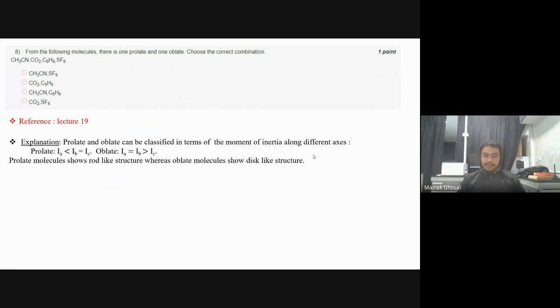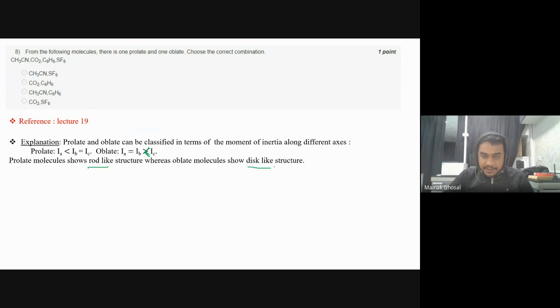So this was already said. Prolate and oblate can be classified in terms of the moment of inertia along different axes. For prolate, IA less than IB equals IC, and for oblate, IA equals IB greater than IC. Sorry, I made a mistake again. Too many mistakes today. I will correct it in the slide. So IA equals IB, which is less than IC. Also a prolate molecule shows a rod-like structure, and an oblate molecule shows a disc-like structure.